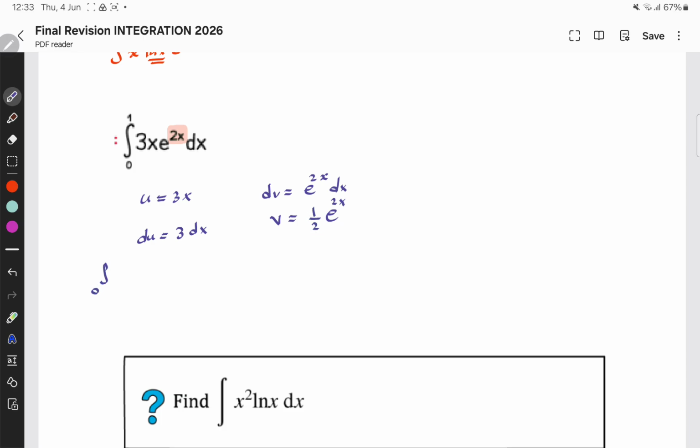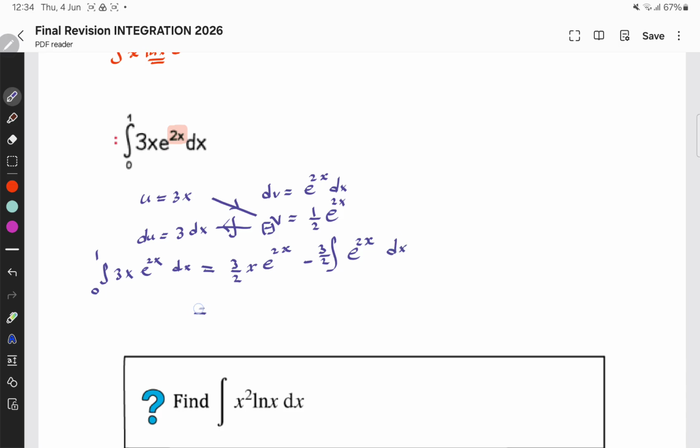So the integral from 0 to 1 of 3x times e to the power 2x with respect to dx is equal to u times v, which is 3 times 1 over 2, it will be 3 over 2, x times e to the power 2x, minus the integral of v du, 1 over 2 times 3, it will be 3 over 2 as a constant here, e to the power 2x with respect to dx.